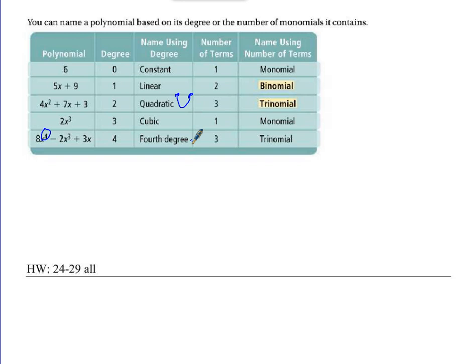So this is just how you can categorize your polynomials based on the degree using this column or the number of monomials, the number of terms it contains, using this column. On the homework, there's some problems that ask you to categorize the polynomial. You want to use that chart to help you name that polynomial correctly.